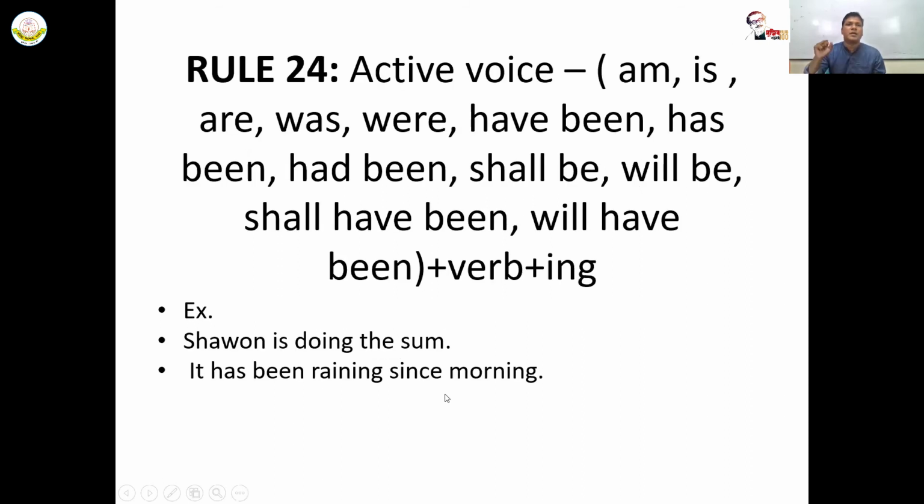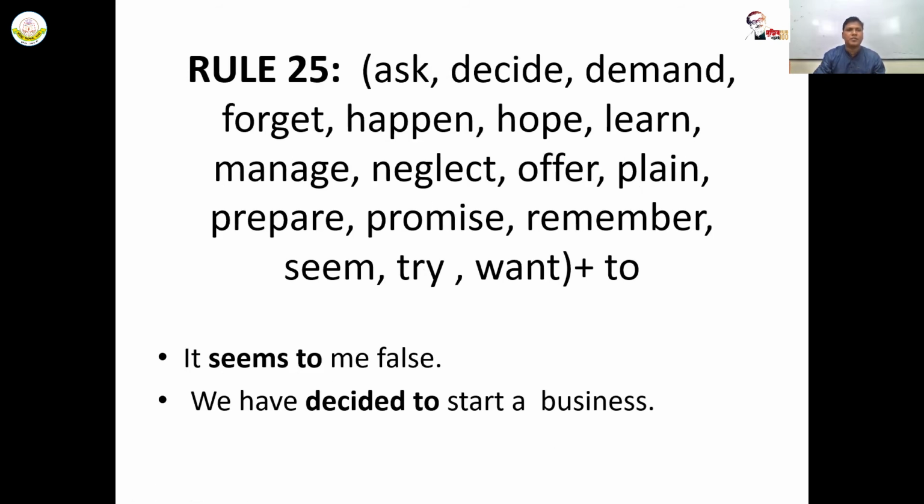And now rule 24, active voice. When there is am, is, was, happening, has been happening, shall be, will be, shall have been, will have been, it takes the verb plus ing. For example, Shaun is doing the sound. It has been raining since morning. It is handy to keep these rules.